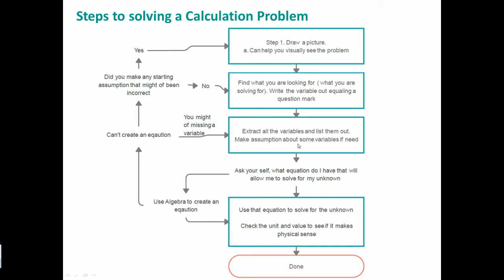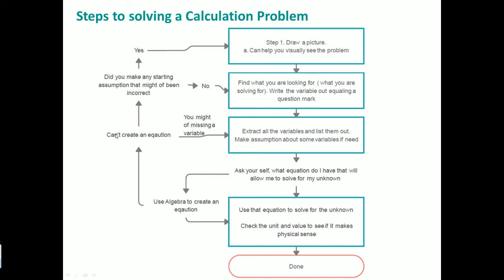Make some assumptions about a variable if you need it. That refers to the hidden variables. Next, ask yourself, what equation do I have that allows me to solve for my unknown? If you have the correct equation, you can use that equation to solve for your unknown. Check the units and variables to see if that makes physical sense.